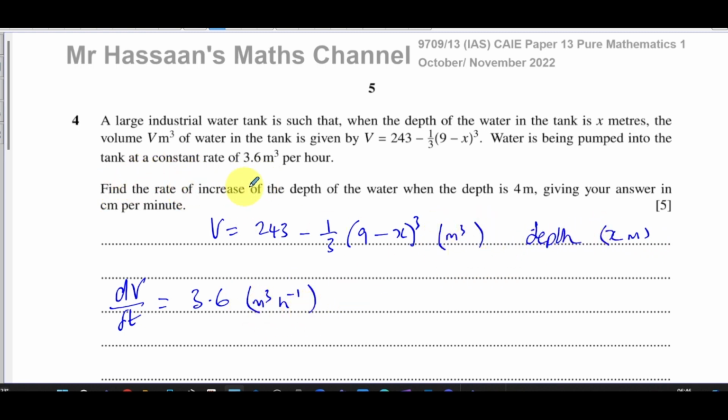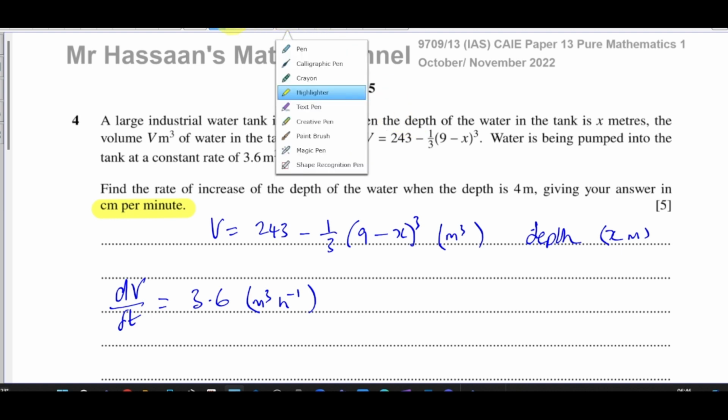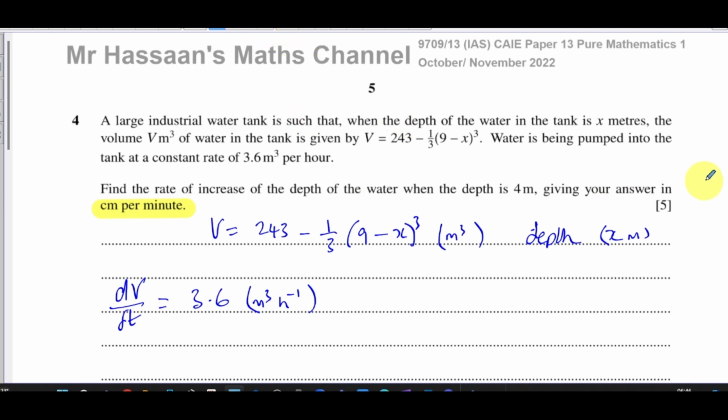It says find the rate of increase of the depth of water in the tank when the depth is 4 meters, giving your answer in centimeters per minute. Now this is something where I think many students must have messed up for two reasons. One, because they didn't read the whole question. They find the rate of increase of depth of water, and they don't convert the answer into centimeters per minute.